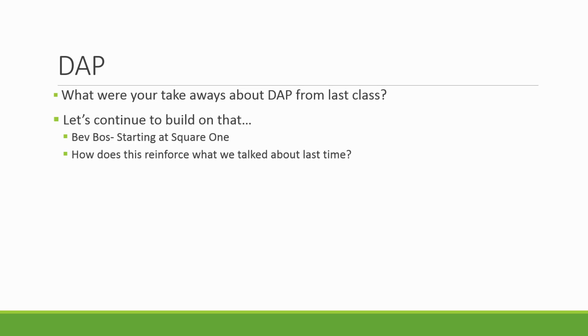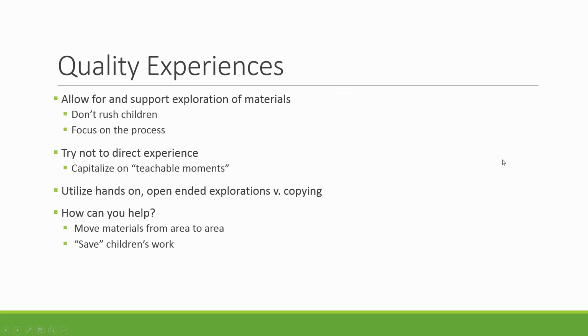One of your activities for this module is a short video clip by Bev Boss. She's going to share a little more information on the importance of keeping things open-ended and the unconventional use of materials. This clip is from her video Starting at Square One. So how does all of this reinforce what we talked about last time? Let's move on to how we provide quality experiences to answer that question.